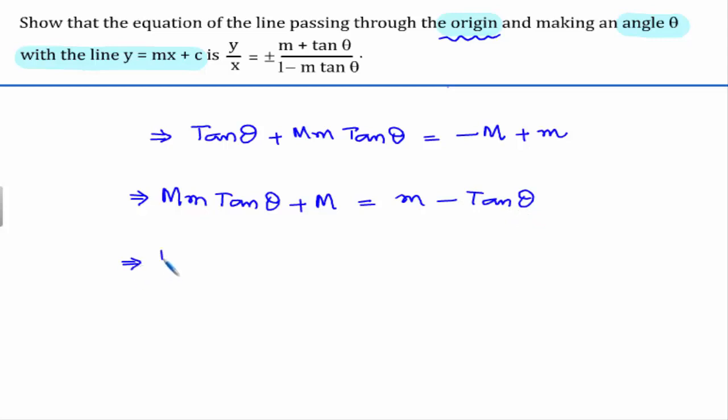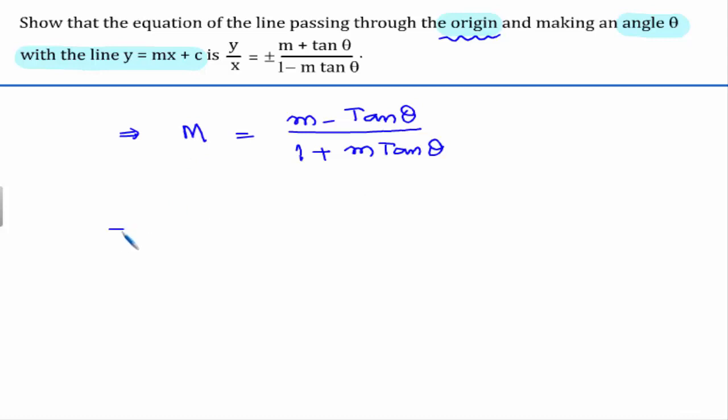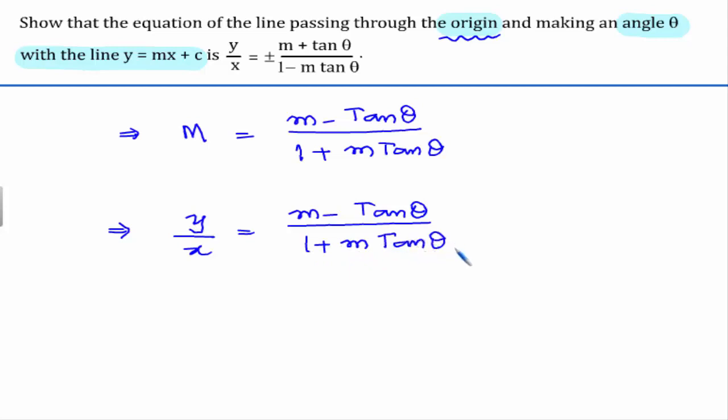Here M I'm taking common, then this will be M into m tan theta plus 1 is equal to m minus tan theta. So this will be capital M is equal to small m minus tan theta by 1 plus m tan theta. But we know that M is equal to y by x. So therefore y by x is equal to m minus tan theta by 1 plus m tan theta. This is equation number 2.